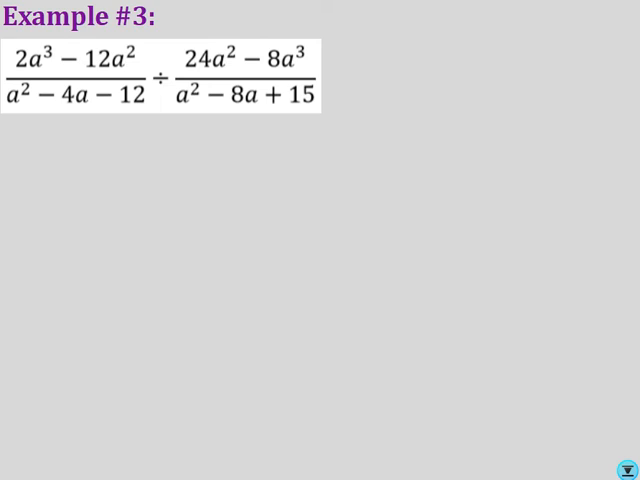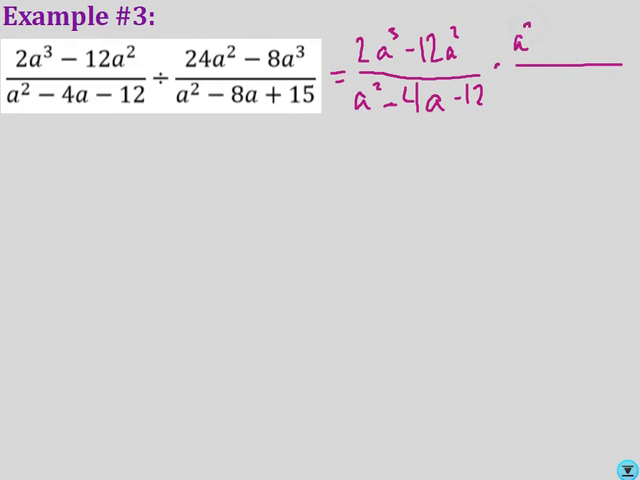Okay, so example 3 is a division problem. Duh, because we're doing notes. So step 1, keep, change, flip. Keep the first one, 2a cubed minus 12a squared over a squared minus 4a minus 12, times, flip the second one, a squared minus 8a plus 15 over 24a squared minus 8a cubed.